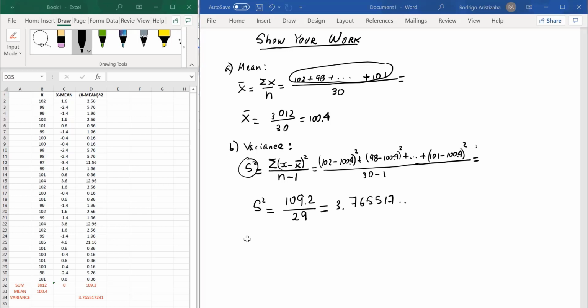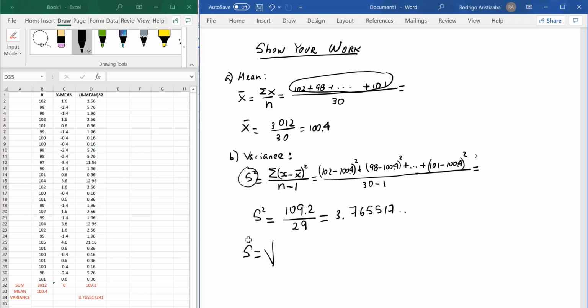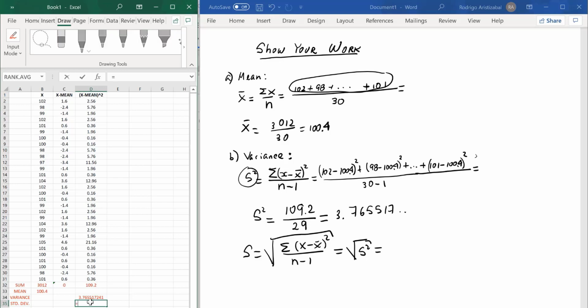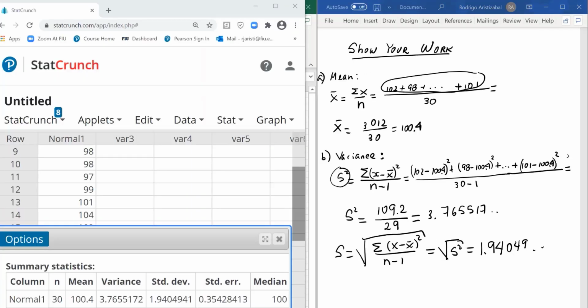3.76551, 7. And the standard deviation formula is the square root of the variance. In Excel, the standard deviation will be equal to the square root, SQRT, open parenthesis, of this quantity, which is the variance, and it is 1.94049. Then we have verified all of these results that we obtained in StatCrunch using formulas.